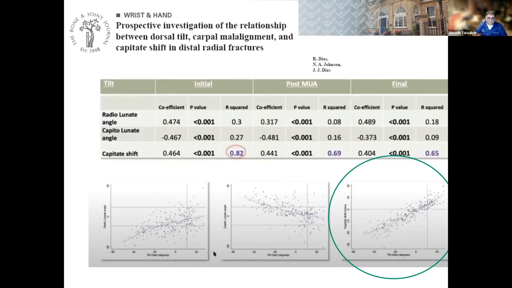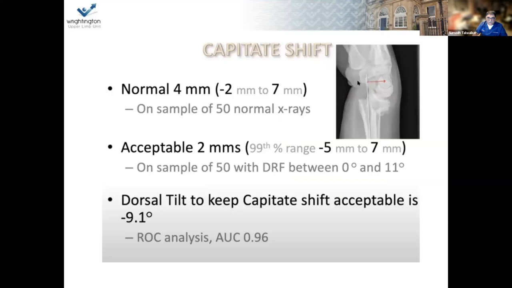So we know that the normal capitate shift usually lies 4 millimeters in front of the volar axis of the radius with a range of -2 to 7 millimeters. And if you remember that figure of 10 degrees, it's easier to see in this diagram that when you look at the dorsal tilt, the actual dorsal tilt that is required to keep the capitate shift within acceptable level approaches 9.1 degrees. So this corresponds to the 10 degrees that most experts would accept and explains why most people are willing to accept this as an acceptable range.